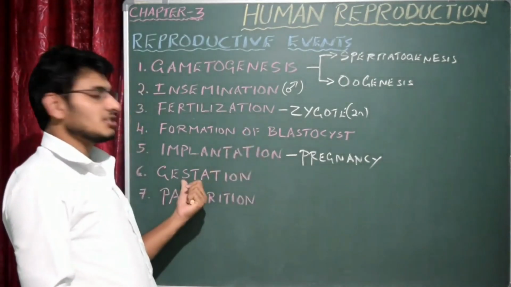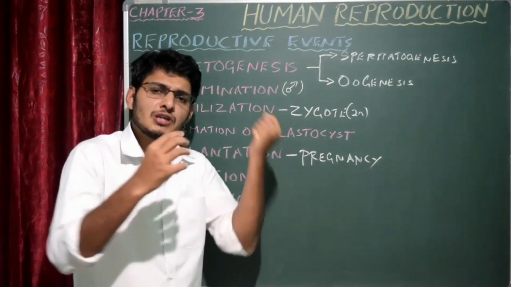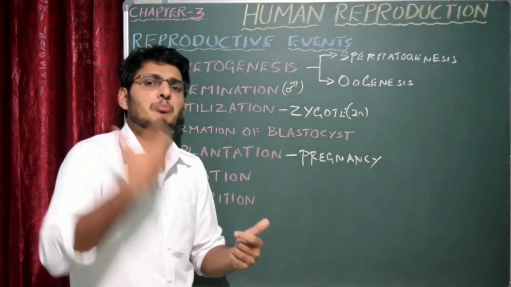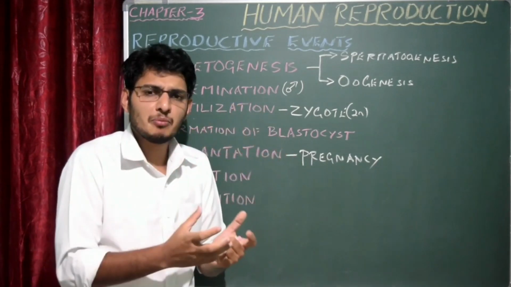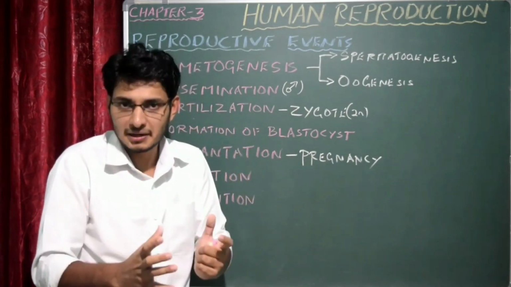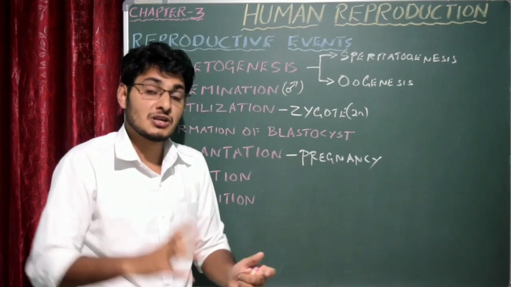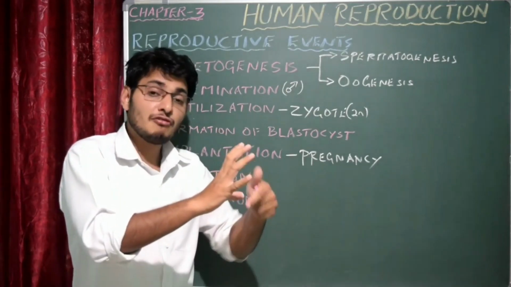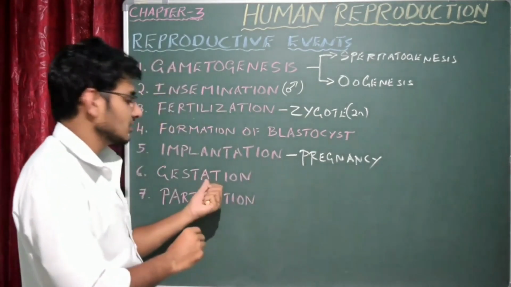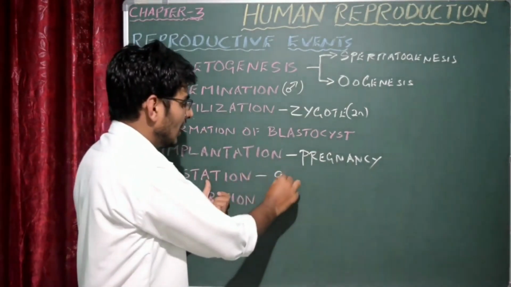Okay, then gestation. See, one embryo is now attached to the uterine wall. It takes a lot of time actually. It takes months for the complete development, and finally it will transform into the baby, the human baby, correct? That will take around 9 months. This period required for the development of the embryo into the young one is called gestation. So that is around 9 months.